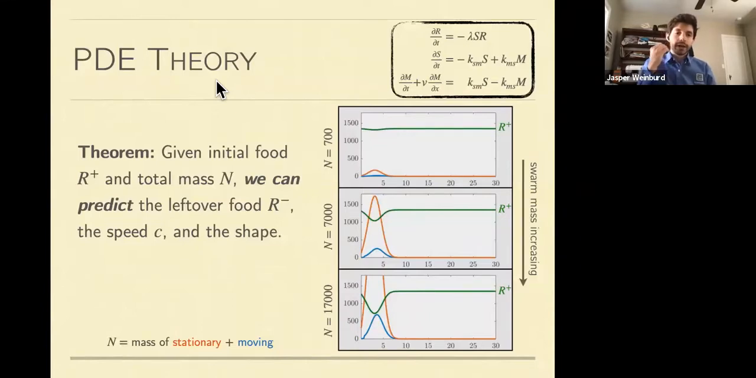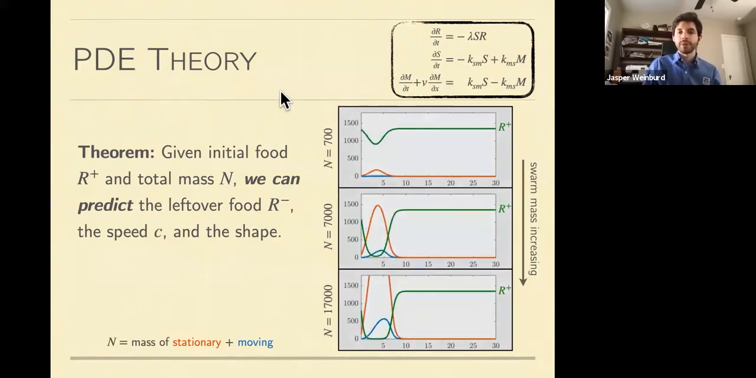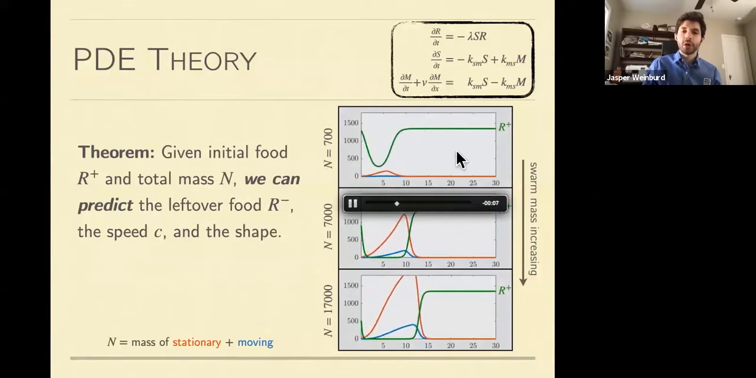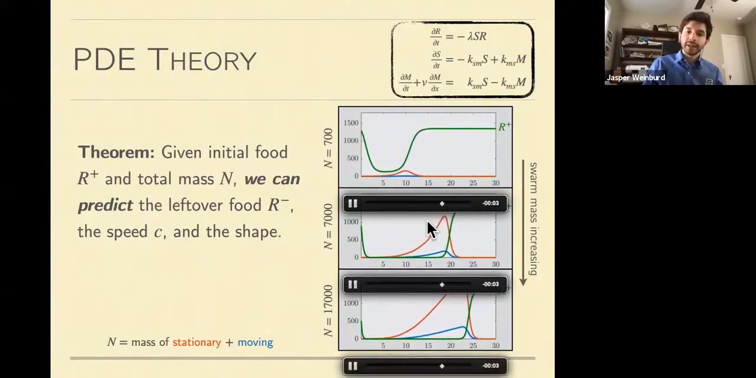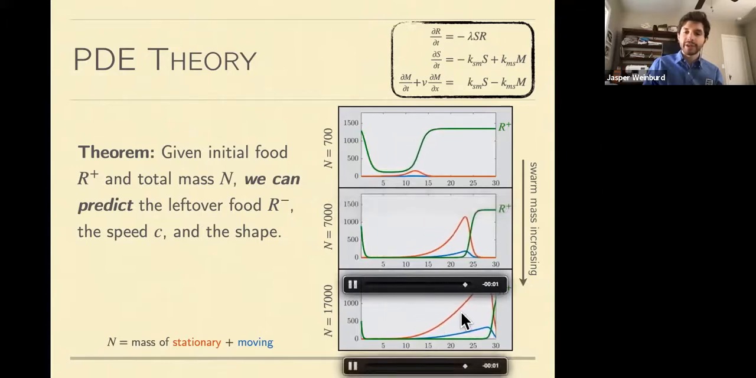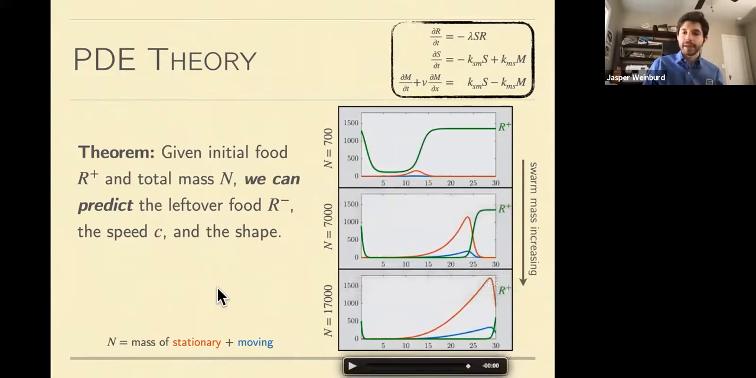So next, we take the tools of PDEs and traveling waves, and we hit this until we prove a theorem that lets us predict these different collective observables. So in the top, I have a very small mass of locusts. In the middle, I've got kind of intermediate, and then a very large mass in the bottom.